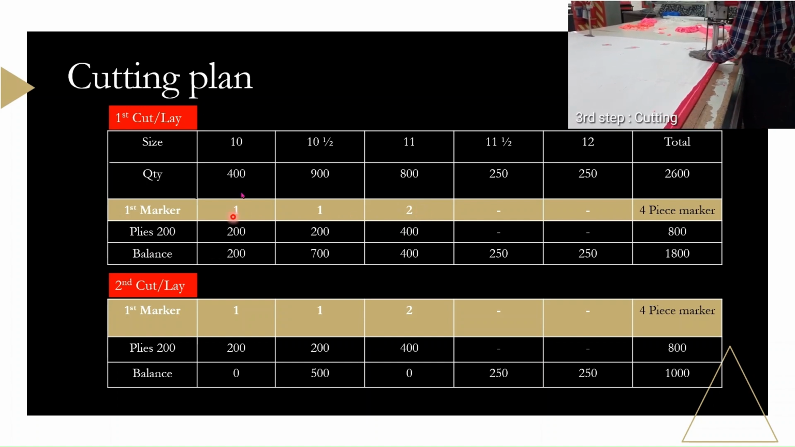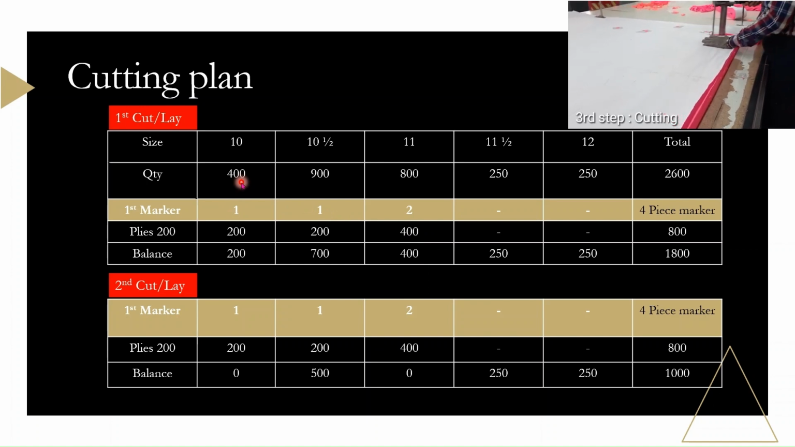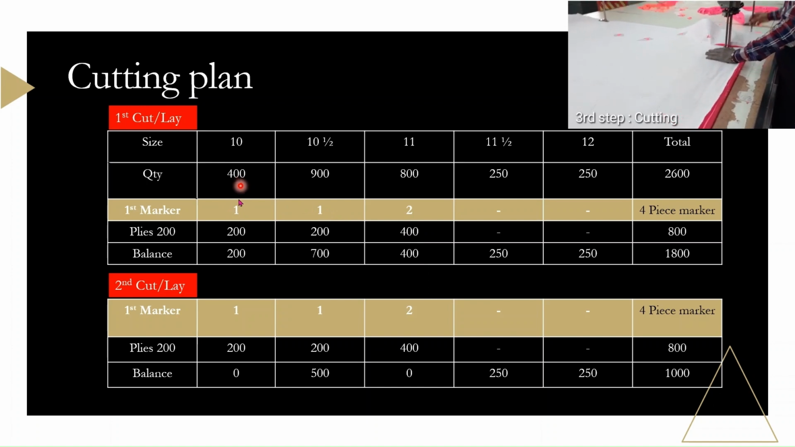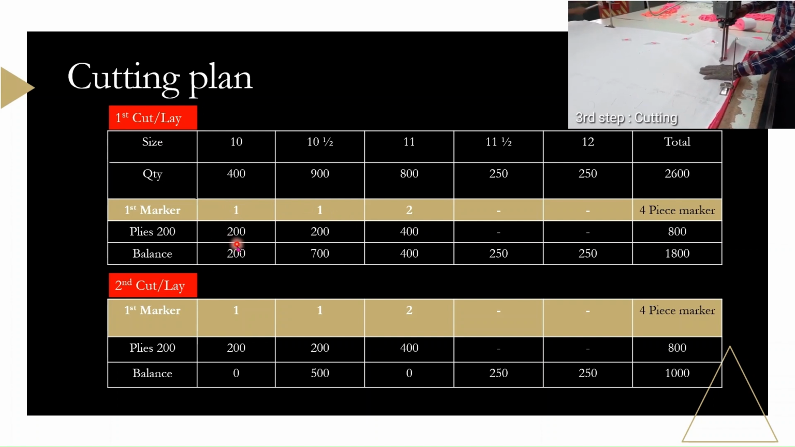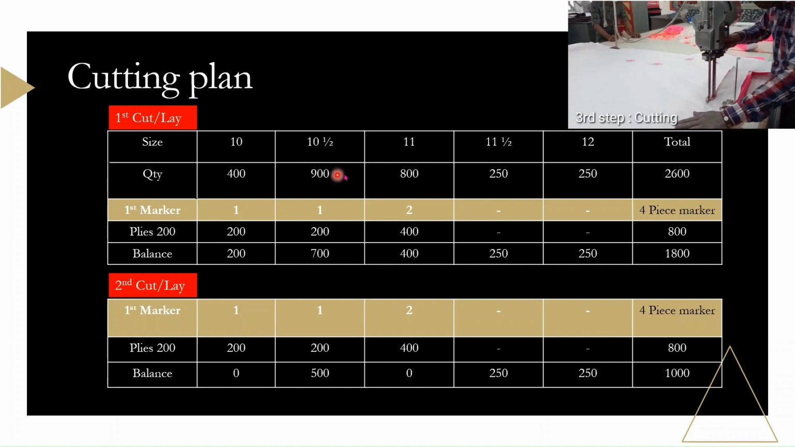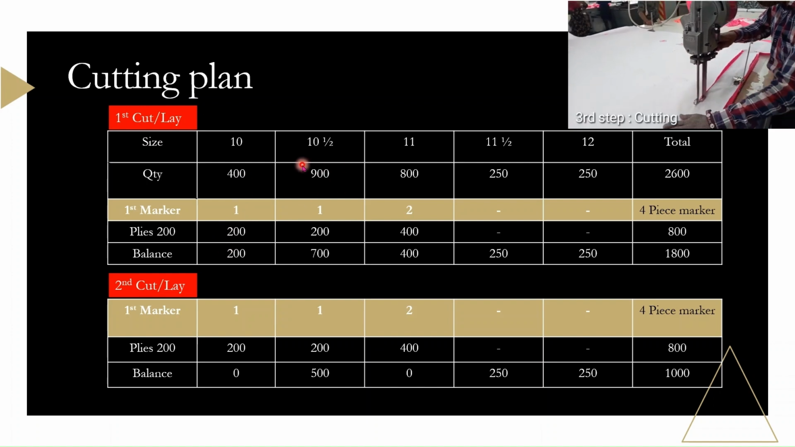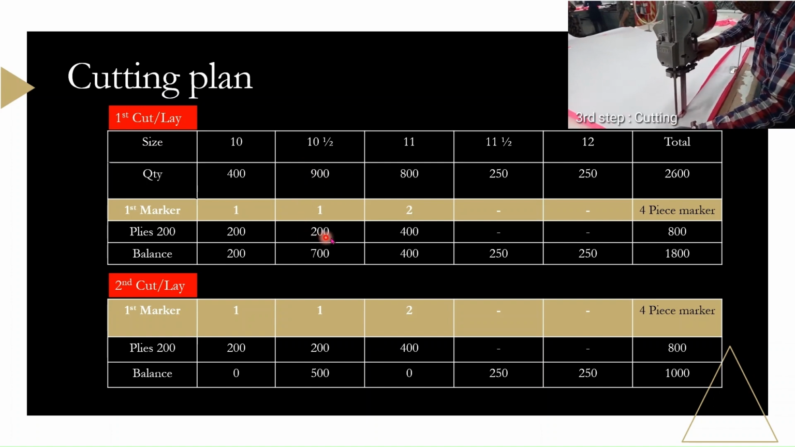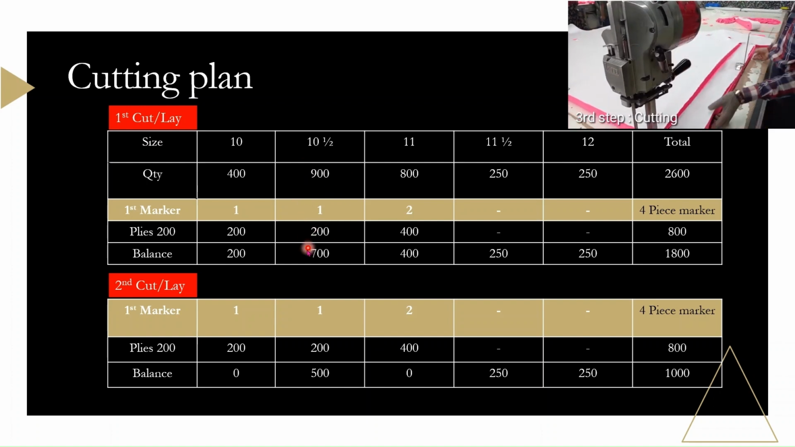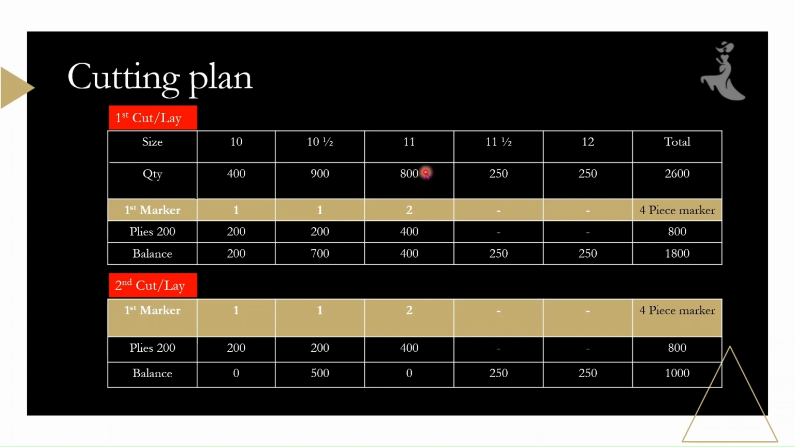Now get the balance. The original total order quantity from size 10 was 400. You cut 200 pieces in the first lay, and the balance is 200. Size 10 and a half had 900 pieces. You cut 200 pieces and the balance is 700. From size 11, there were 800 pieces. You cut 400 pieces. Now the balance is 400.